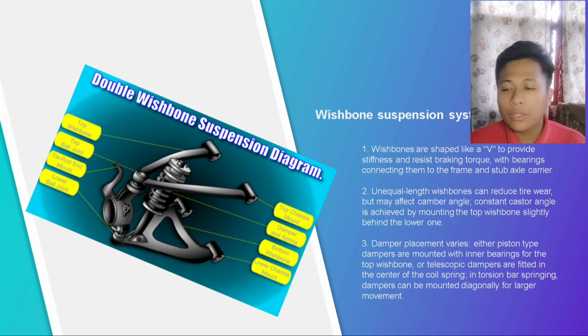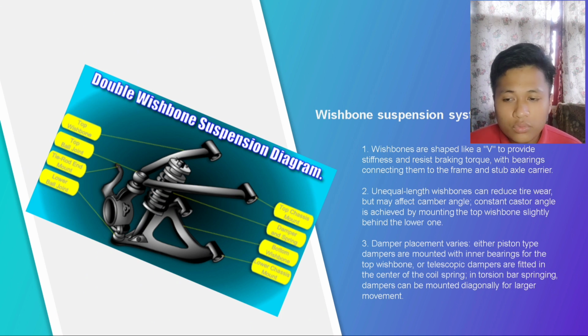Wishbone suspension system. Two links in parallel and normal right position are made in a wishbone shape to provide for stiffness and resist braking torque. Each wishbone has three bearings, two inner bearings connecting with the frame and an outer one attaching to the stub axle carrier. Rubber or plastic bushes are fitted at the inner ends of the wishbone, and in many cases, a ball joint at the outer end enables the axle to swivel.